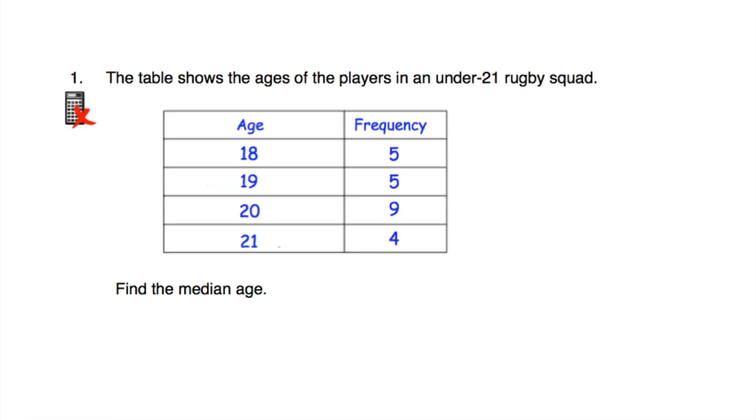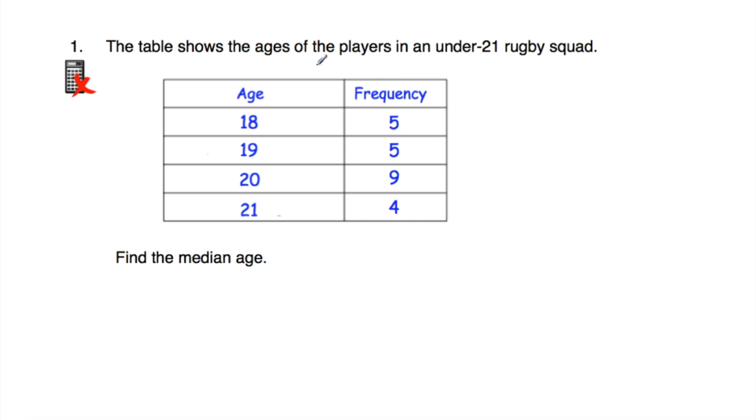Okay, question number one. Question number one says the table shows the ages of the players in an under 21 rugby squad. So there's a rugby squad of players that are 21 and under, and we've got their ages. So there's 5 18-year-olds, 5 19-year-olds, 9 20-year-olds, and 4 21-year-olds. And we've been asked to find the median. So we want to find the median from this frequency table.